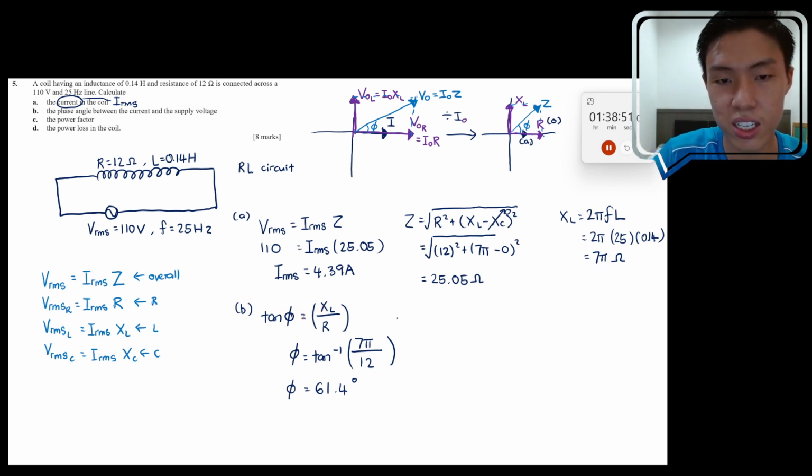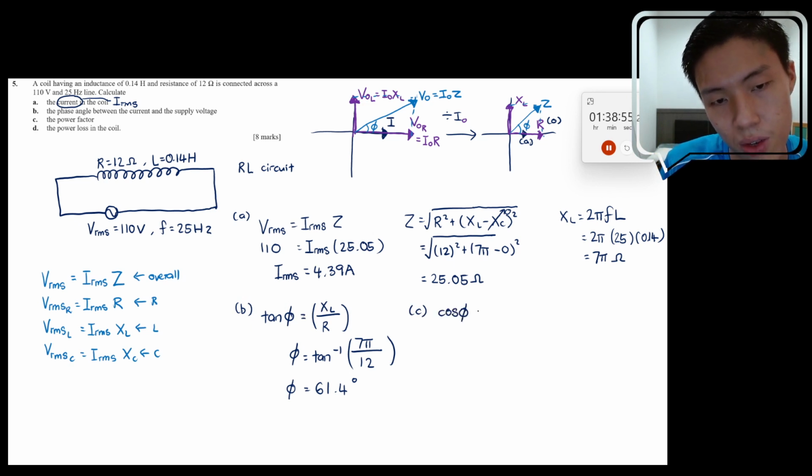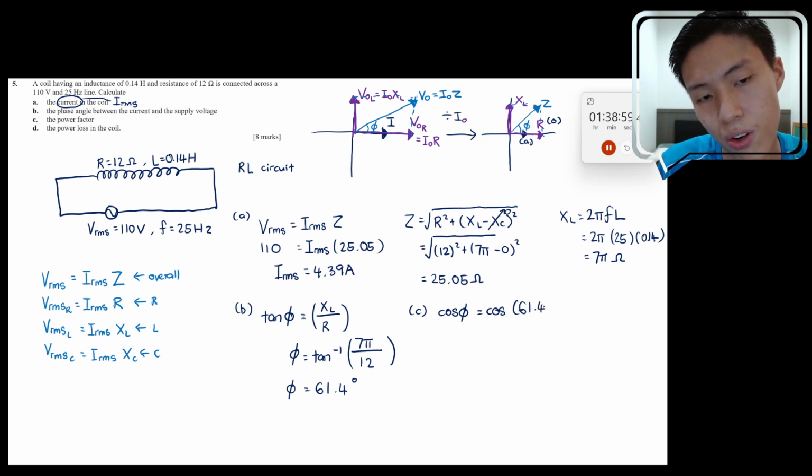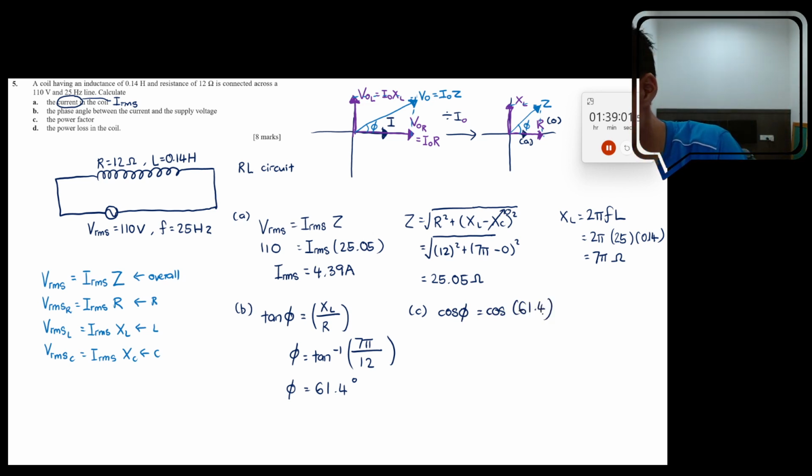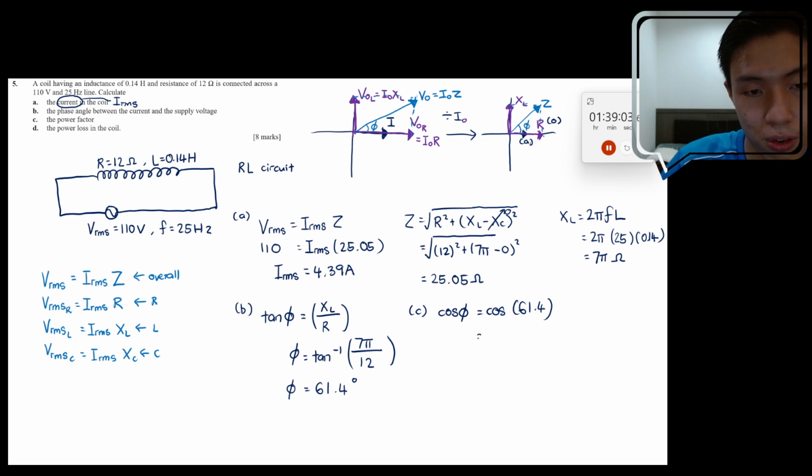Next, question C is power factor. Power factor is just cos phi. You have your phi already, so put in cos 61.4. So the answer is equals to 0.479. There is no unit for power factor.